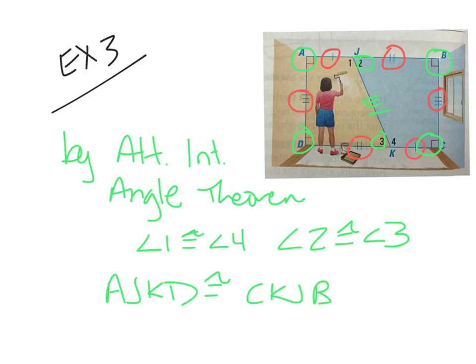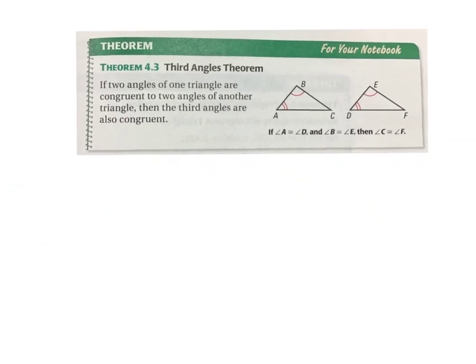All right, now let's look at another nifty theorem that makes things faster to solve. We have Theorem 4.3. This is called the third angles theorem. Basically, they're telling you if two angles are congruent to two angles in another triangle, then that third angle is also congruent. This is kind of no duh. But can you tell me why?